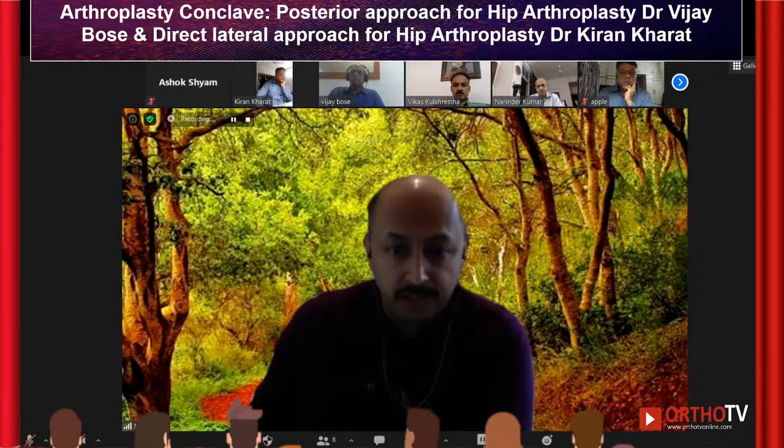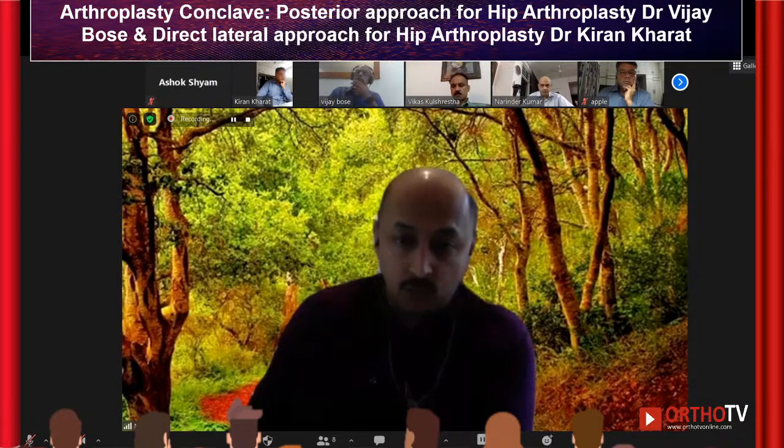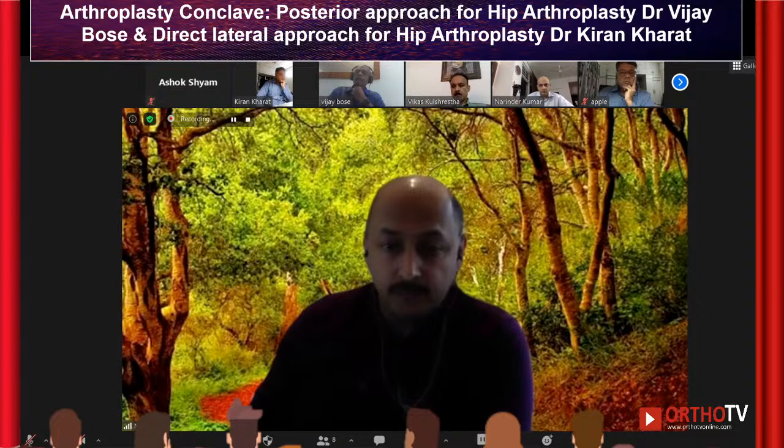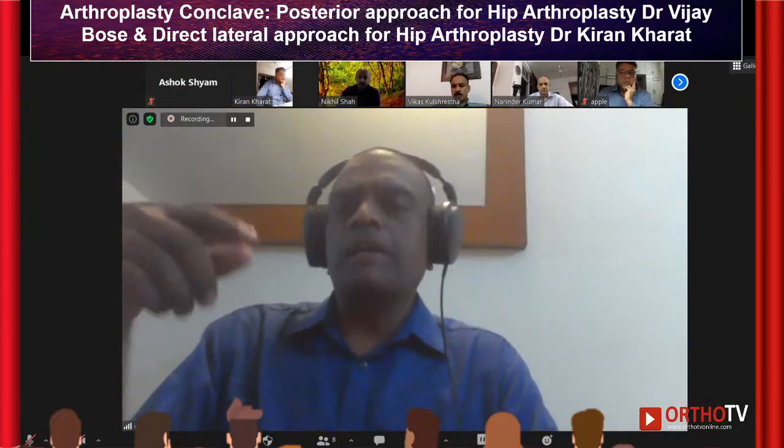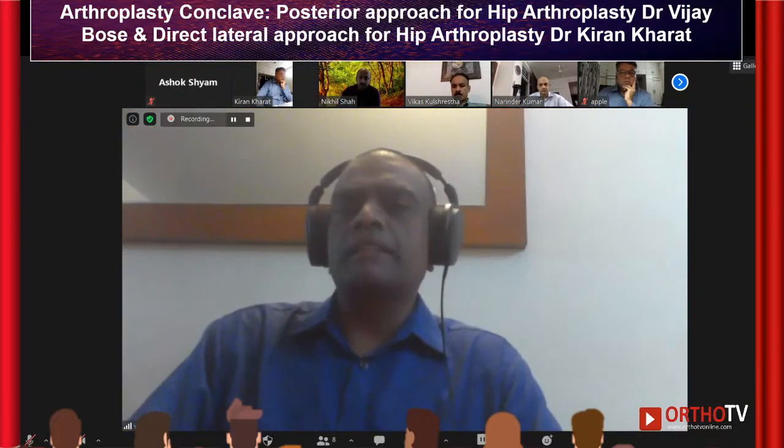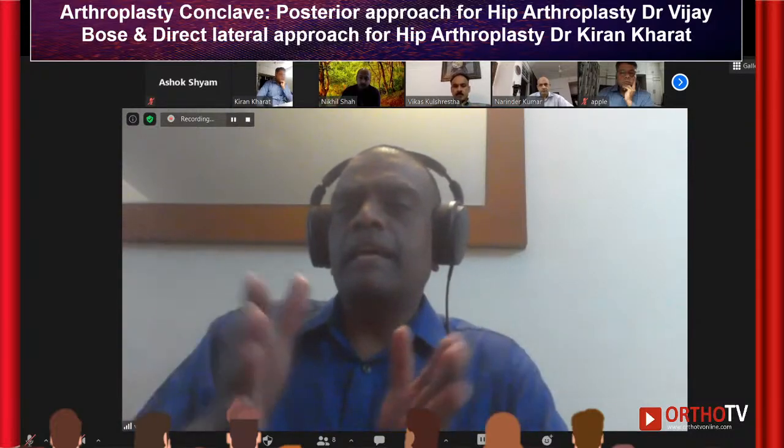And one final point is, how do you repair the rotators? I saw how you repaired the capsule. What do you do with the short external rotators? Do you repair them or leave them alone? No, we repair them, yeah. We repair the capsule anatomically, and then we tag the short external rotators as well. The two separate layers, we do that.